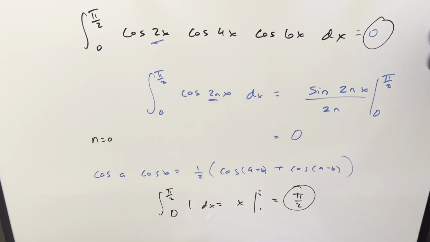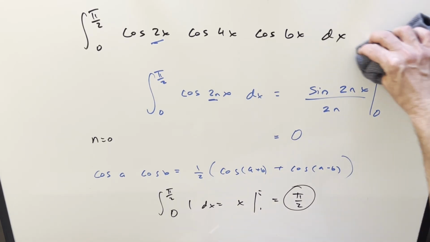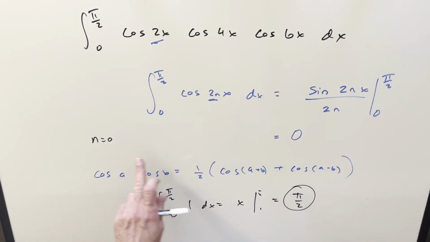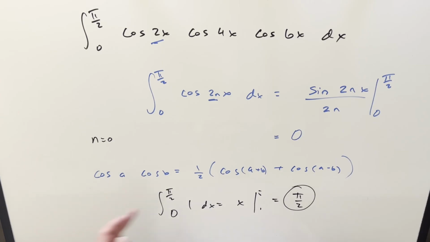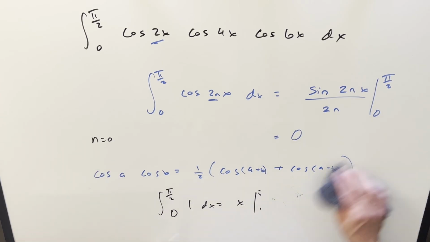So what we need to do is hold off on our answer for a second, because we just need to make sure we don't have any of these n equals 0 cases. If we can verify that they're all non-zero, the whole problem's 0. If any of them is an n equals 0, then we know it's going to be pi over 2.